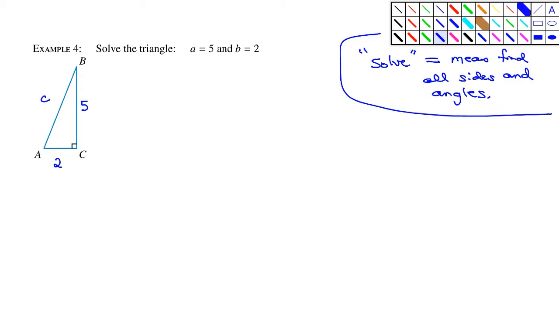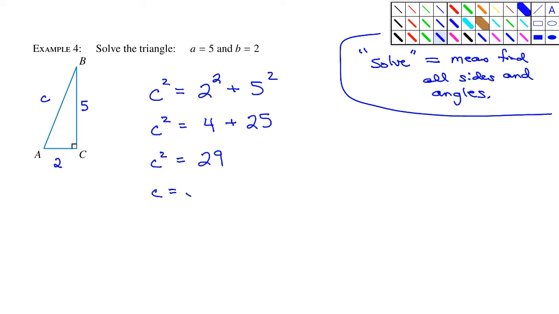So let's go with the Pythagorean Theorem. It says the hypotenuse squared, c squared, is equal to 2 squared plus 5 squared. C squared is equal to 4 plus 25. So c squared is equal to 29, and c is equal to root 29. And we'll go ahead and get a decimal on this one. We get 5.39.